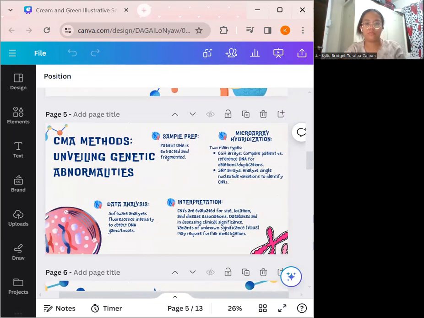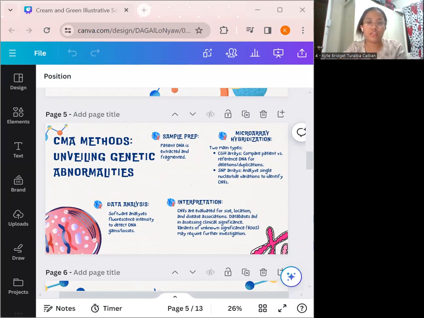CMA harnesses the capabilities of microarray technology, allowing for the comprehensive examination of genetic material. Here is the breakdown of the methodology. Number one is sample preparation. First, the patient DNA is extracted and fragmented. According to Miller et al., the genomic DNA extraction is performed from patient blood cells, while according to Schaffer et al., the extracted DNA undergoes fragmentation into smaller fragments.